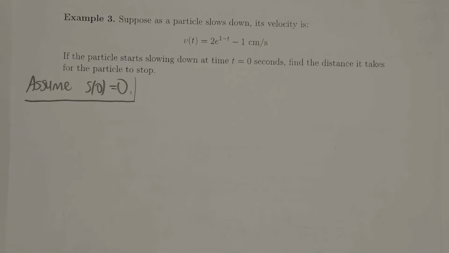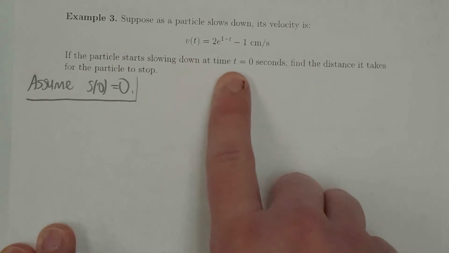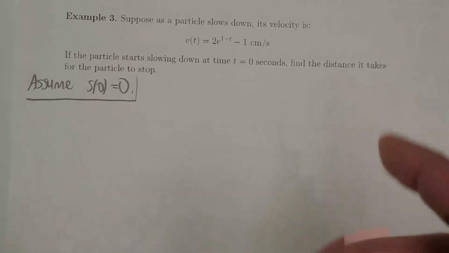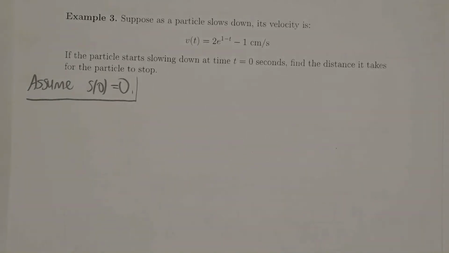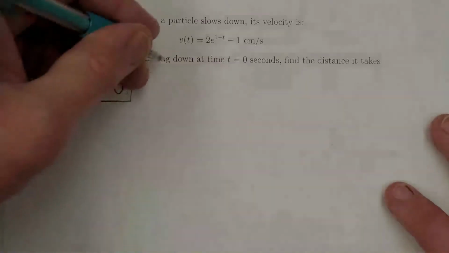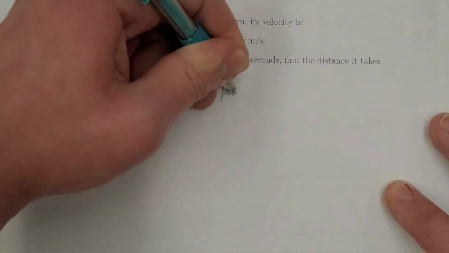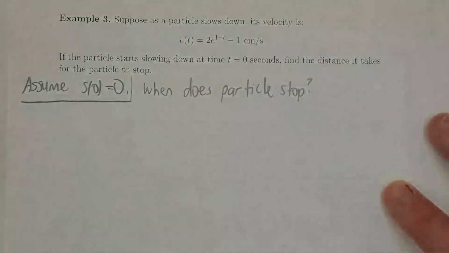All right? So the first question we should be asking ourselves is this. If the particle starts slowing down at t equals 0, we need to figure out how far it goes before the particle stops. So the first question is, when does the particle stop?